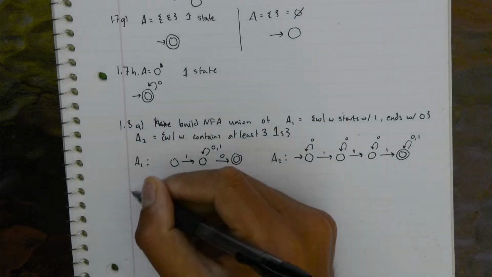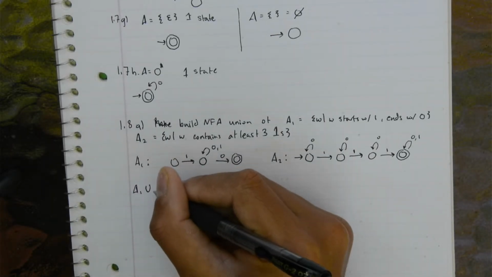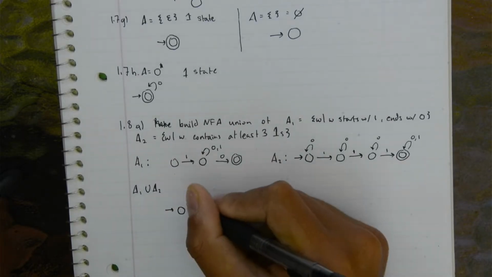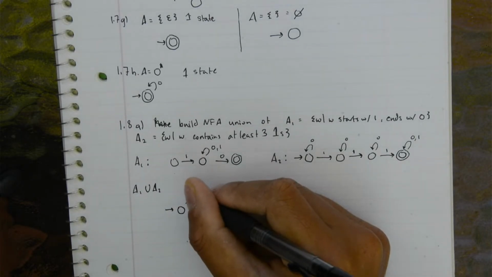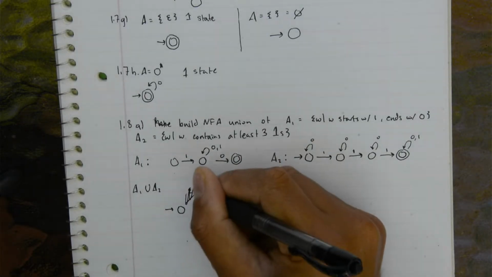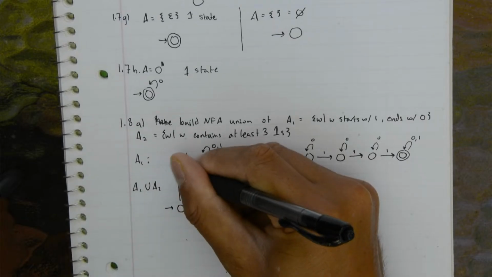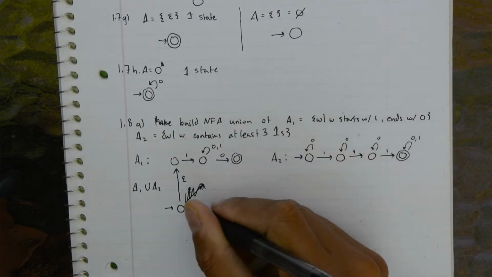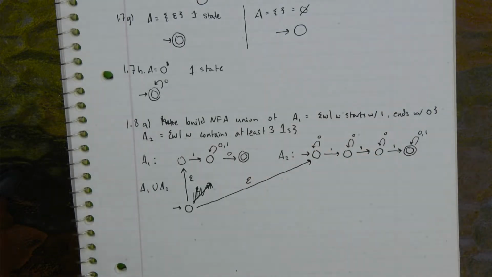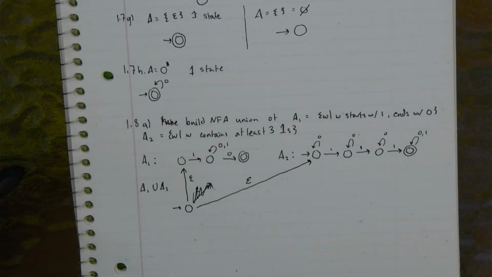But in any case, then the union, A1 union A2, we're going to have this. We're going to add a new state. Then we're going to add an epsilon arrow. And really, we don't need to rewrite it. Here's what I'm going to do. I'm just going to say epsilon to here, and epsilon to here. And that's really all we have to do.